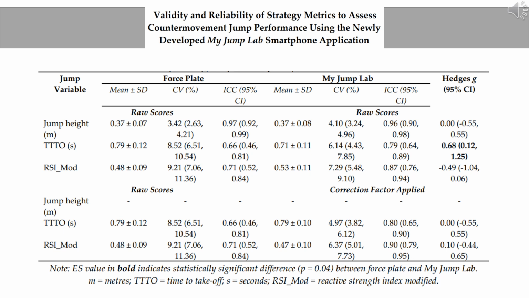I said, given that the app has to manually determine takeoff and landing, what is stopping you calculating the metric of time to takeoff or contraction time, depending on what you would call it? And of course, if we can get time to takeoff or contraction time calculated, then we can also calculate modified reactive strength index, RSI mod, because that is calculated as jump height divided by time to takeoff.